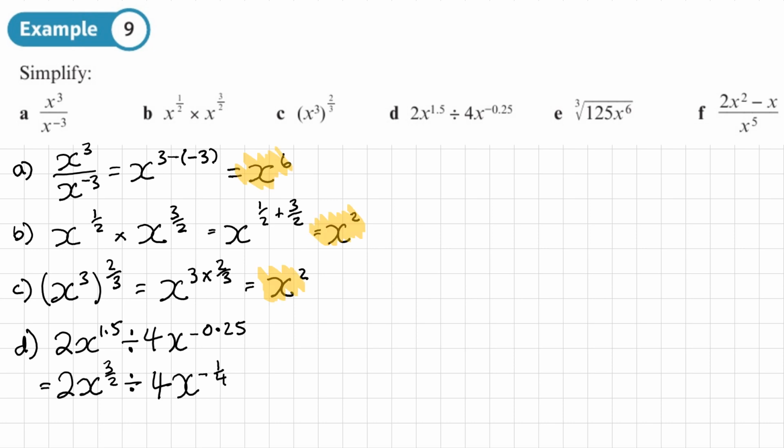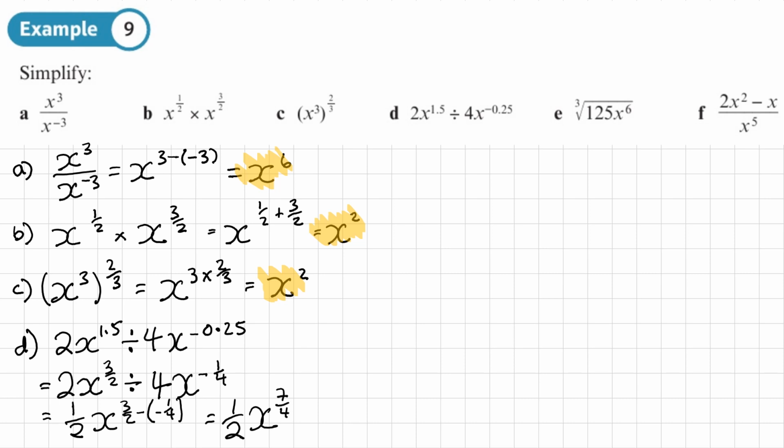So I've just highlighted some of the answers so we can see them. I'll do the same with this one. So now I'll use my rules for powers. So here I know that I need to divide the numbers. 2 divided by 4, 2 over 4, which is a half. And then x, and I need to subtract the powers. So this is going to be 3 over 2 minus negative 1/4. Let's write that down because we're dividing. So it's 3 over 2 minus negative 1/4. And we'll work that out. So that'll be a half x to the power 7 over 4.